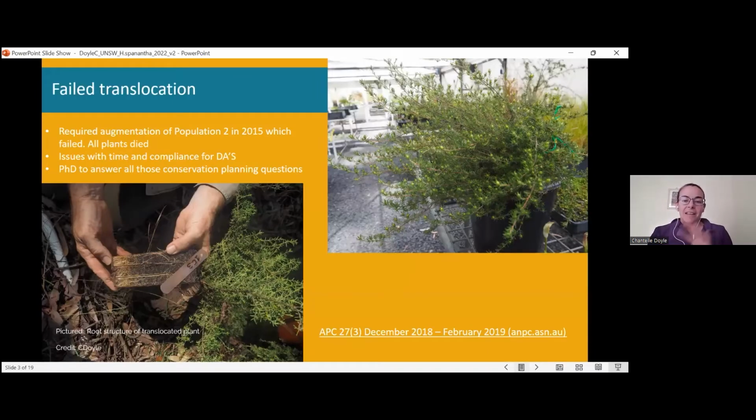Now, I started working with this species in 2015 before it was even described as part of a failed mitigation translocation where we had to be augmenting an existing population as insurance for a big road development. And that translocation failed completely. So I decided I wanted to do a PhD to find out some of the ecological factors of the species that would help increase the chances of it surviving and having a successful conservation in the future. If you want to read about my horrible failure, it's in APC. That's always good to share failures, right?